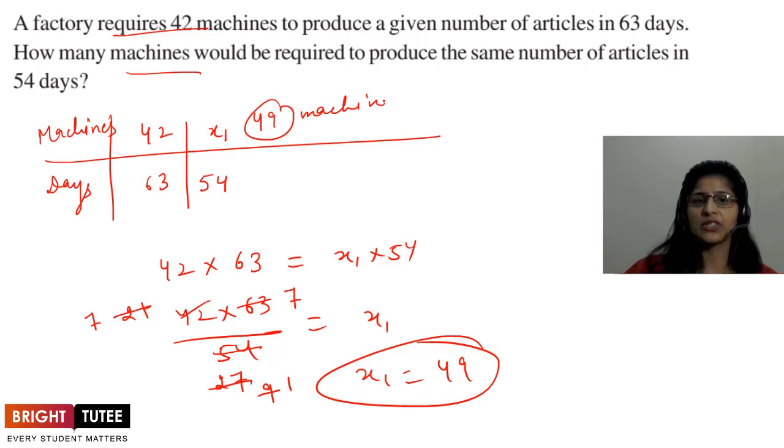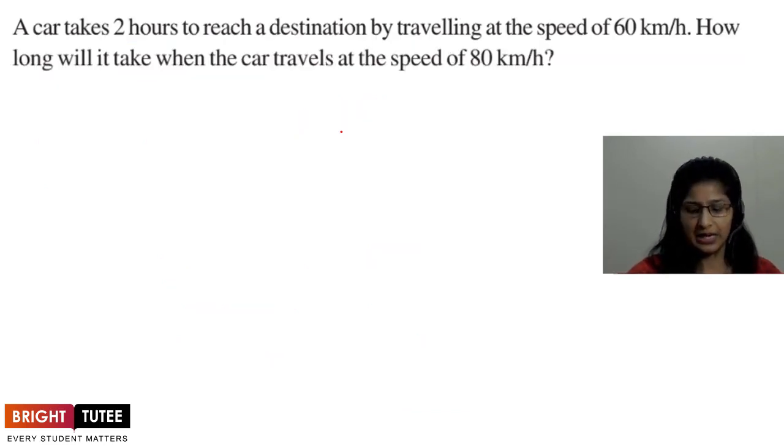How many machines? 49. If we want the same number of articles to be produced in 54 days, that means lesser time we want. Clear? Moving ahead. Here if you see there is another question. So if you understand it carefully, it's a really very easy question.